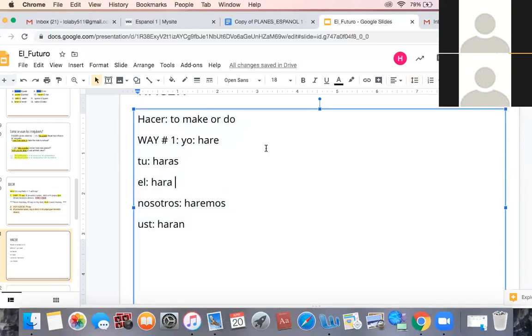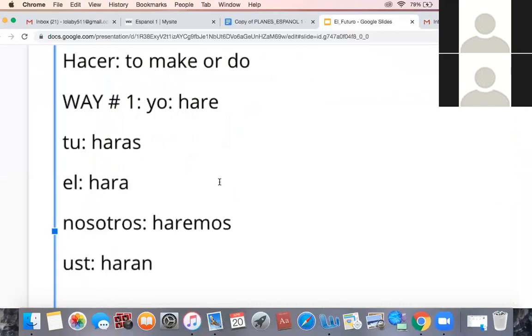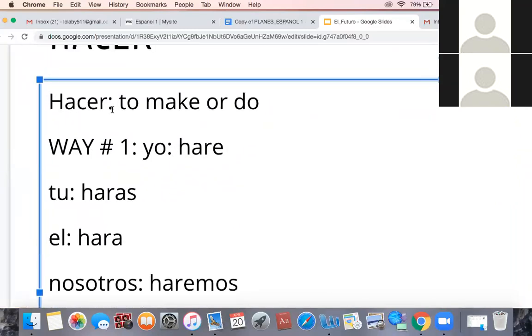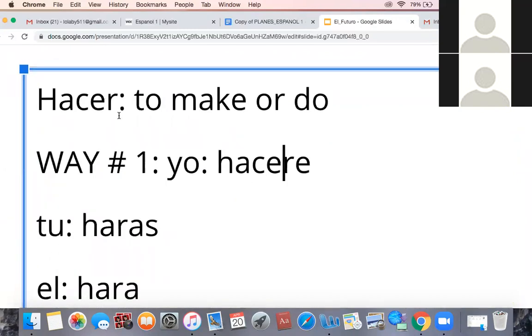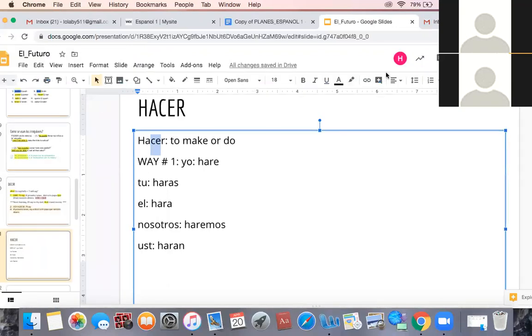Bueno, entonces, your way number one is to do your regular conjugation, right? And hacer is an irregular, because you don't say haceré, right? You know, the rule in el futuro is that you keep the original and then you just add the conjugation. What in this case, you don't keep it original, you change it. And the way you change it is you delete these two words. Okay, so I'm going to put those in red there.